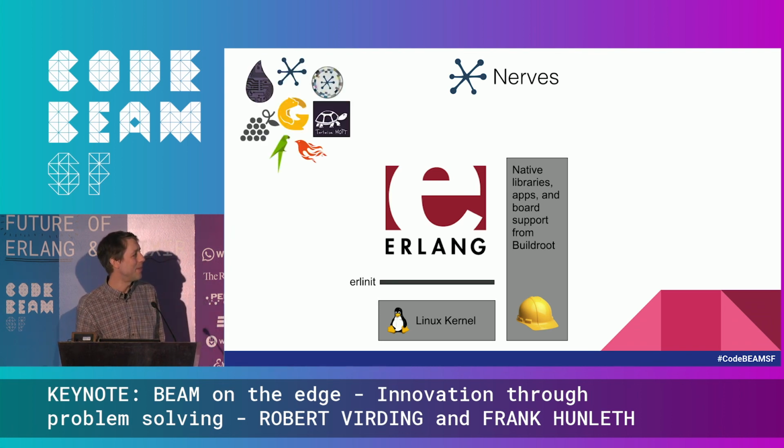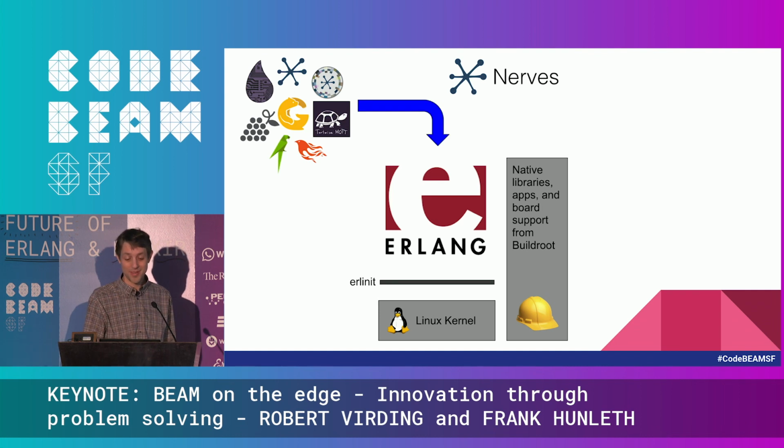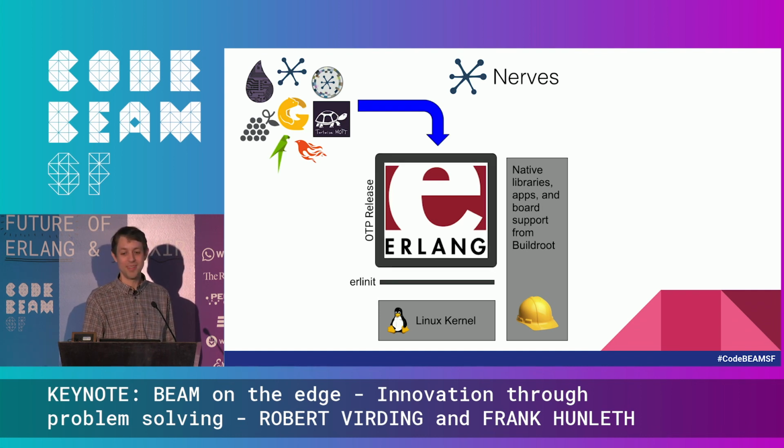So now we get to the fun part, the Erlang Elixir ecosystem. You can pick out libraries, and there's certainly now a lot more. Plop those in your program as dependencies, make a release, an OTP release.